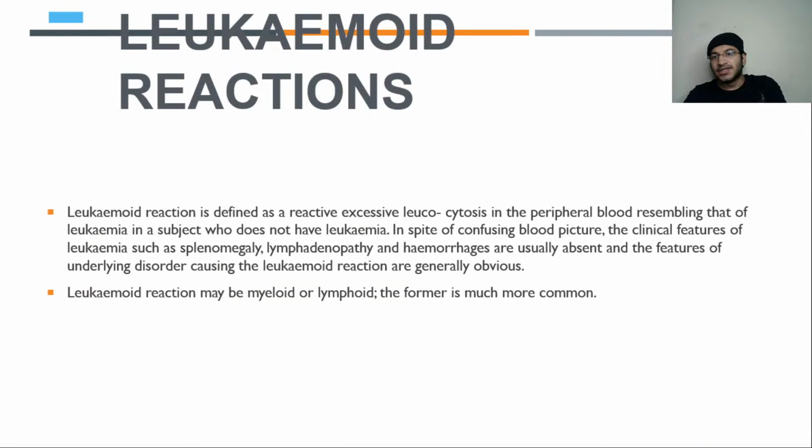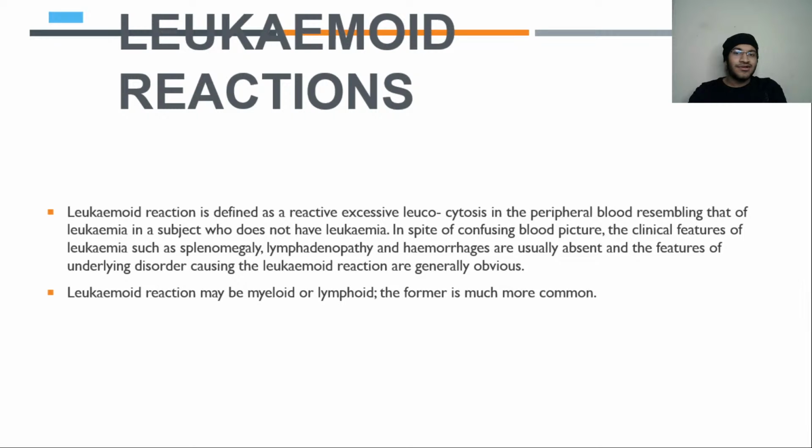Yeah. So leukemoid reaction is defined as a reactive excessive leukocytosis, and a peripheral blood film resembling that of leukemia in a subject who doesn't have leukemia. In spite of a confusing blood picture, the clinical features of leukemia such as splenomegaly, lymphadenopathy, and hemorrhages are usually absent, and the features of the underlying disorder causing the leukemoid reaction are generally obvious.